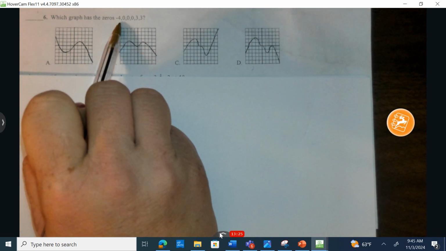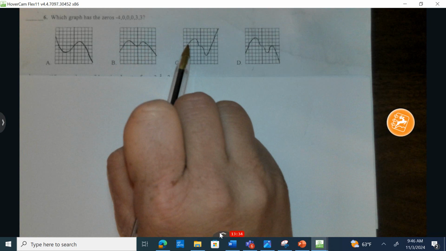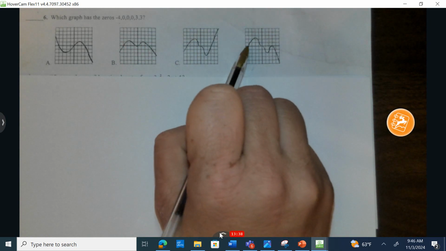So that means at -4 it needs to slash through. 1, 2, 3, 4, that slashes through. This could be a choice. 1, 2, 3, that slashes through. This could be a choice. 1, 2, 3, 4, it slashes through. 1, 2, 3, 4, it slashes through. So I'm not able to eliminate anything.